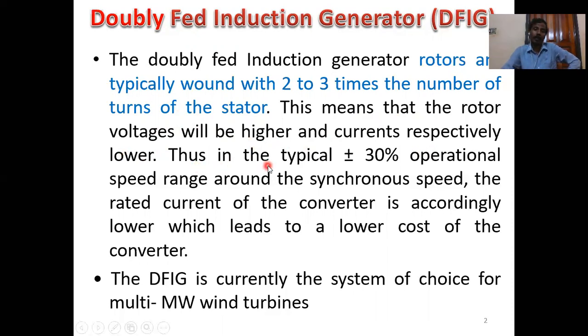Thus, in the typical plus minus 30% operational speed range around the synchronous speed, the rated current of the converter is accordingly lower, which leads to a lower cost of the converter. The DFIG is currently the system of choice for multi-megawatt wind turbine operation.